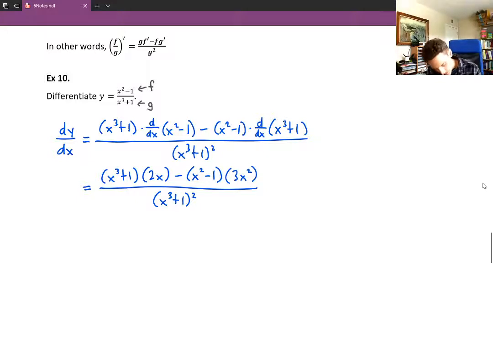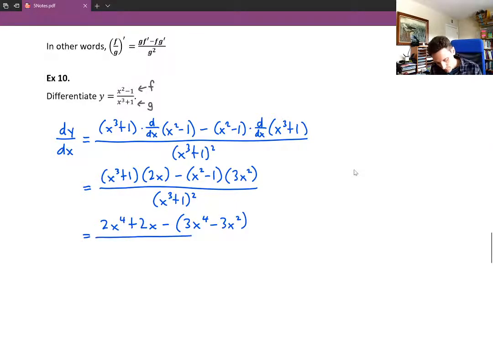Okay, so then there's just a little bit of cleanup to do. And in this case, what we can do is distribute and combine like terms. You just want to be a little careful about this negative symbol. Make sure that after you distribute the 3x squared, you put parentheses around that so that the negative will distribute to each of the terms in the parentheses. So here we're going to have 2x to the fourth plus 2x minus, and I'll just put in parentheses, 3x to the fourth minus 3x squared, over x cubed plus 1 squared.